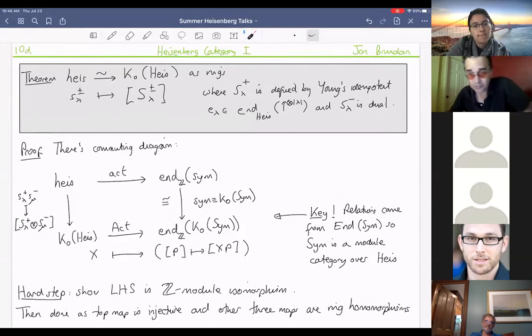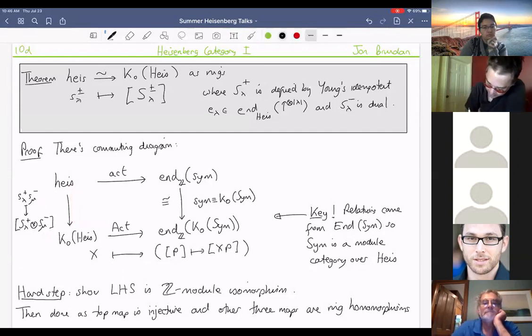Are these actions faithful? Now we come to the hard step. We've got this commuting diagram. We do not know at this point that this left-hand map is even an algebra homomorphism. It's just a Z module homomorphism, sending these basis vectors S lambda plus S mu minus to these classes down at the bottom. It's just a homomorphism of Abelian groups. So the hard step is to show that this left-hand map is actually an isomorphism of Abelian groups. That's the sticking point in the whole game.